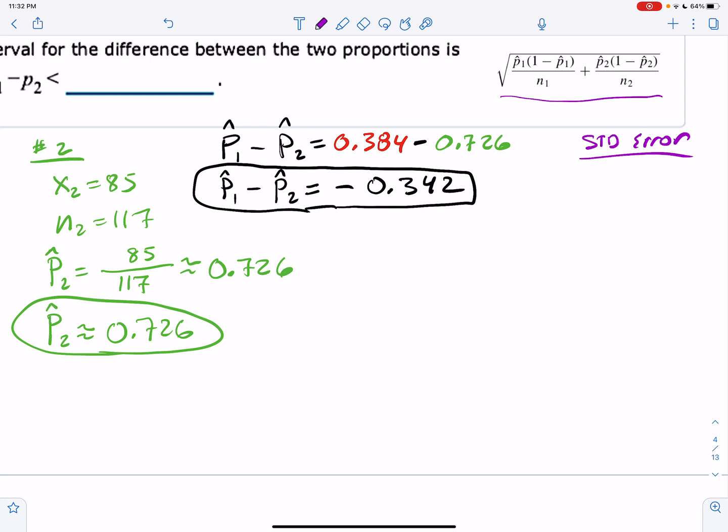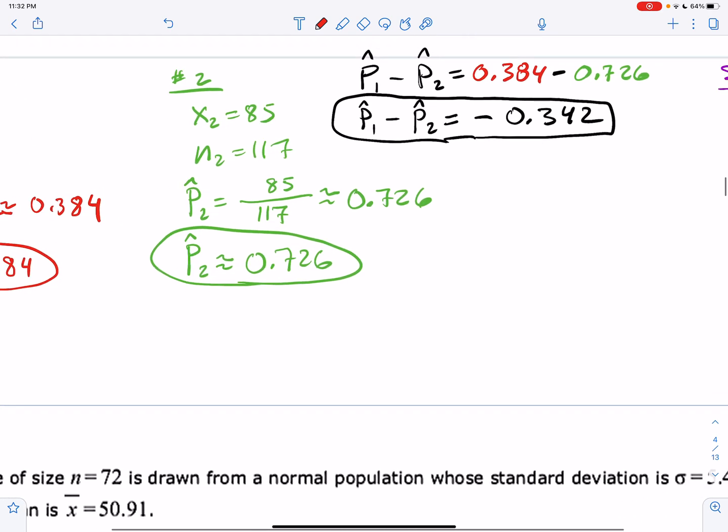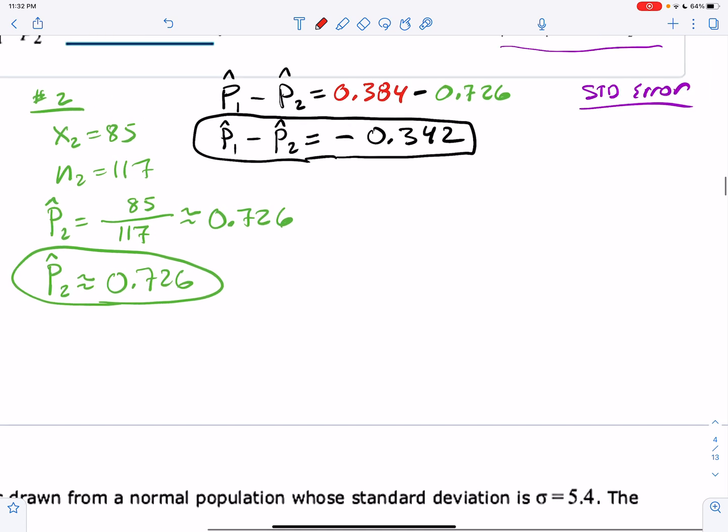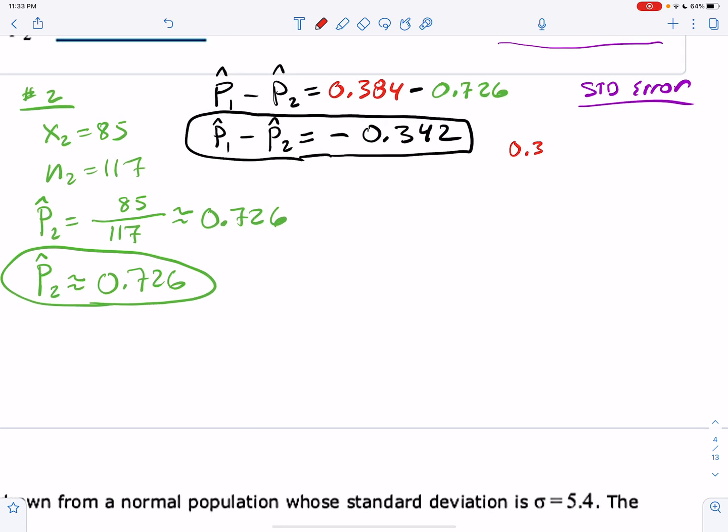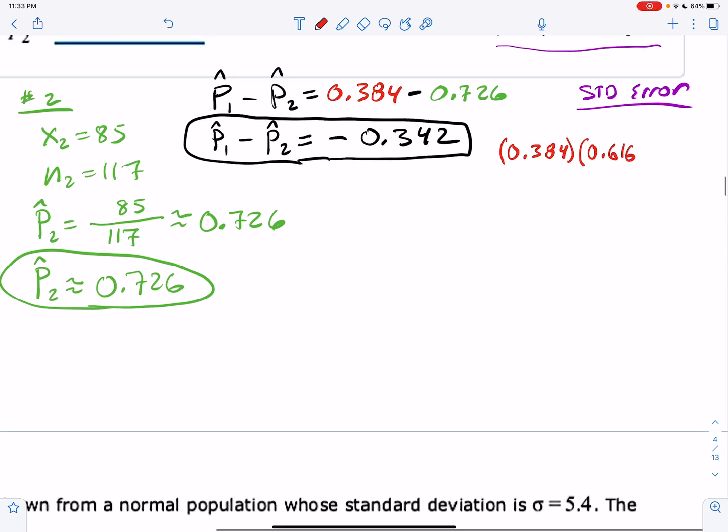Okay, standard error is going to have, you can see p hat sub 1. So I'm going to go ahead and change my color to red. And I've got p hat sub 1, which is, all right, we had it over here. P hat sub 1, which is 0.384. So I've got 0.384. Now I need to multiply it by its complement. Its complement is 0.616. Uh-oh, am I going to run out of space? I'm definitely going to run out of space. Let me start that one again.